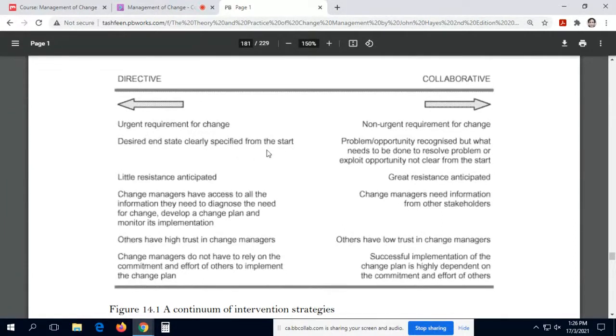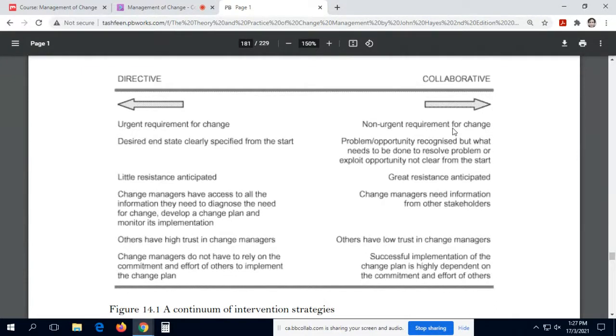Also, when the desired end state is clearly specified from the start, told from the beginning what the final objective is that we are trying to reach, you would like to go for directive. On the other hand, keep on looking at the right hand side also. For non-urgent things you can collaborate.